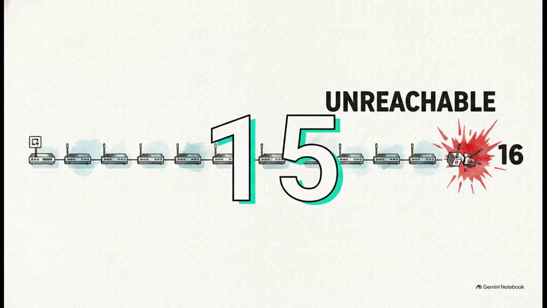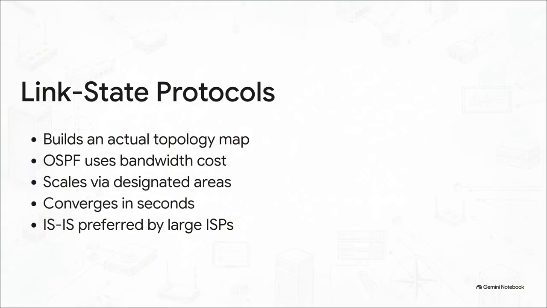Take a look at the number 15 here. This is actually the absolute maximum hop count for RIP. So if your packet needs to cross 16 routers to get to its destination, RIP simply marks it as metric 16, which literally translates to unreachable. It's a massive limitation, meaning it's completely useless for large modern networks. So, the crucial point is that we clearly needed something smarter, right?